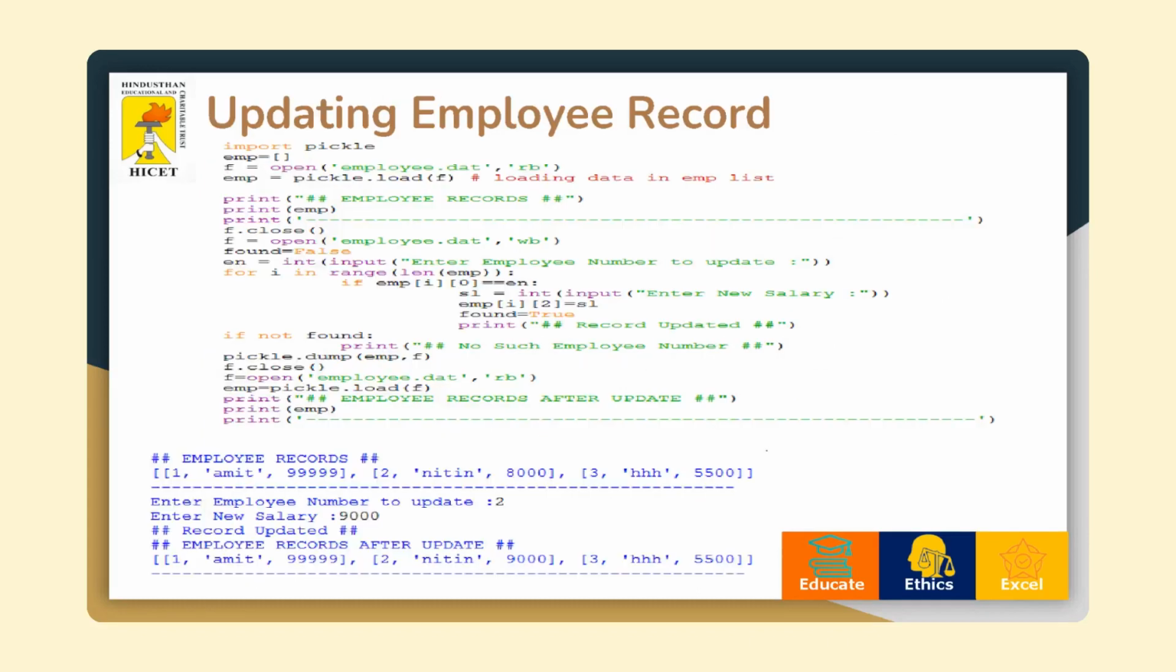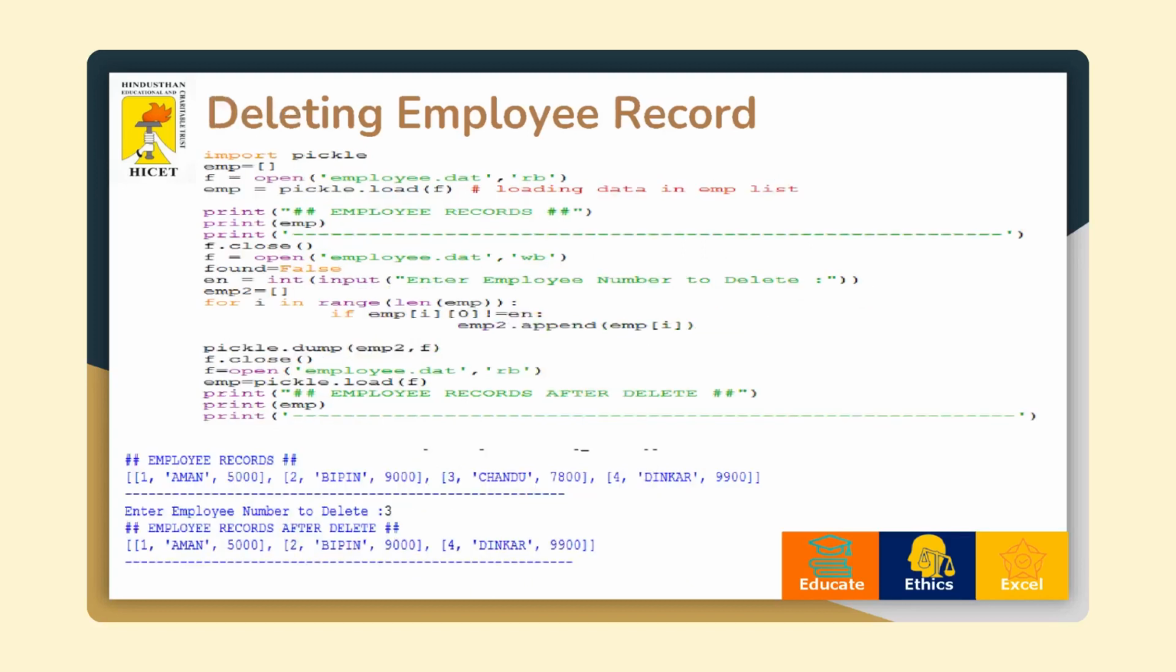Next is about updating. Now we have done the searching, and now we are going for updating. In the same way, I load the data into the employee list, and I can change a particular record alone. If I want to update, I can update a particular record. The last thing is about how to delete an employee record. In the same way, after loading, and after deleting, I'm going to use the dump function to store the updated content into the binary file.